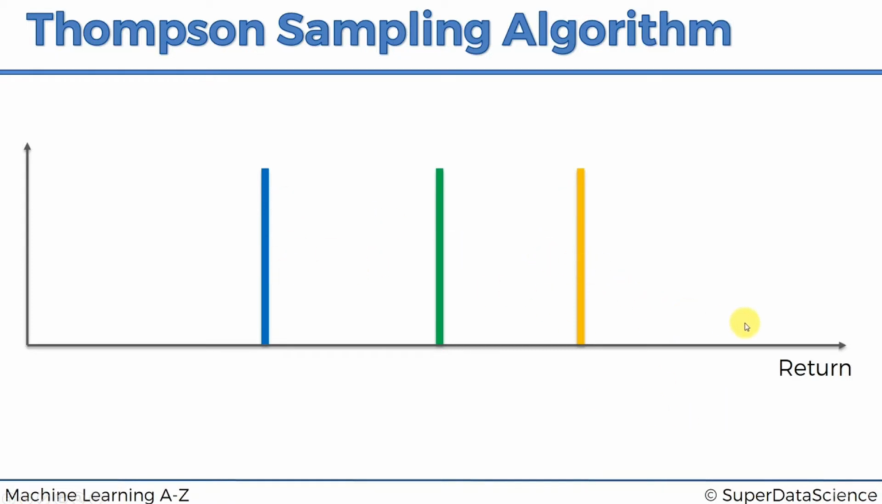So these are the actual expected returns of each of the machines. And obviously, if you knew this right away, you would say that machine number 3, or the yellow machine, is the best one because it has the highest expected return, right? You'd always just bet on this one. But again, you don't know this yet.